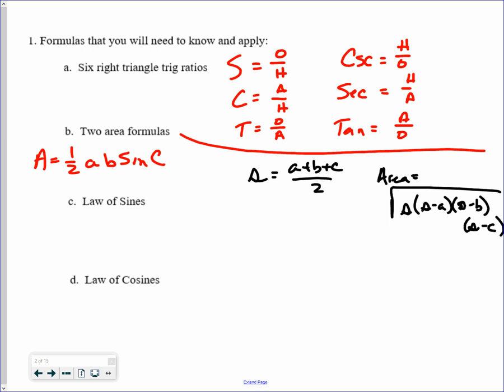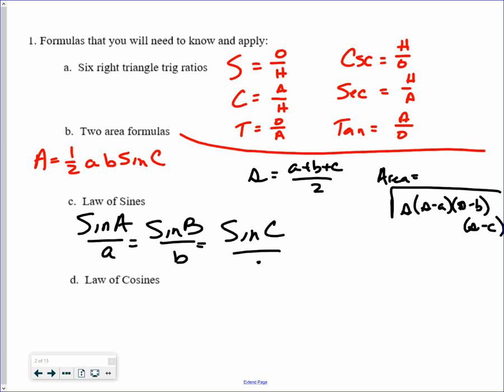Law of sines. So the sine of angle A over side A is equal to the sine of angle B over side B, which is equal to the sine of angle C over side C. And then for the law of cosines, I'm not going to write out all 3, I'm just going to do 1. So A squared equals B squared plus C squared minus 2BC cosine A. So again, those are all the different things that you will need to know and be able to apply as you go through section 9.1 here.